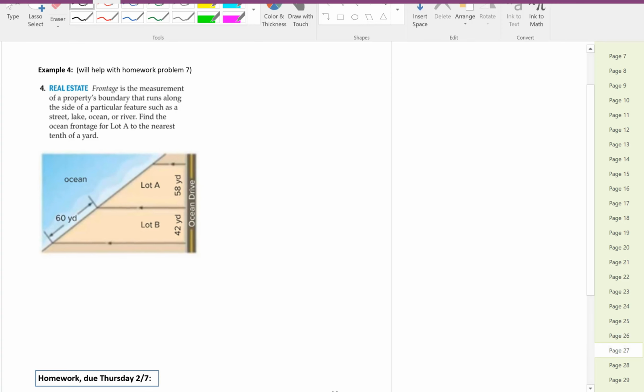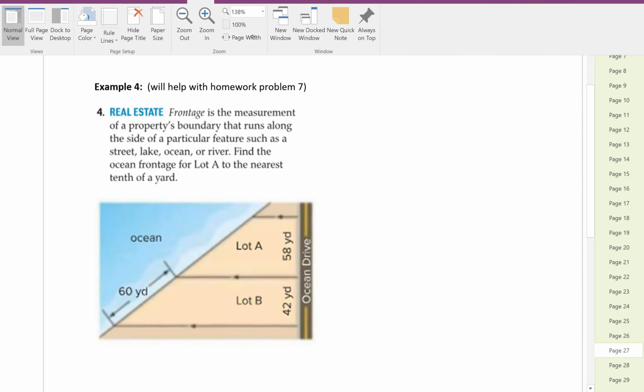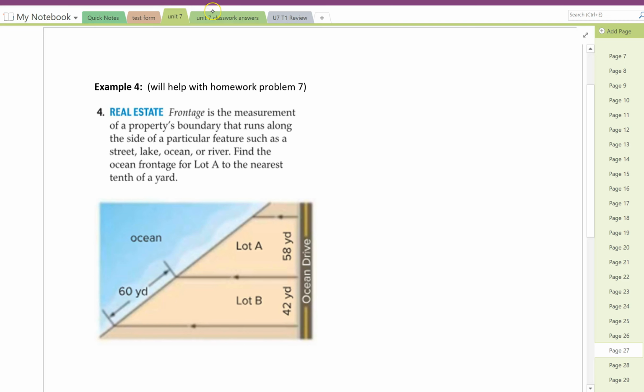All right. Last example problem before you can start on the homework is a word problem, and it says frontage is the measurement of a property's boundary that runs along the side of a particular feature, such as a street, lake, ocean, or river. Find the ocean frontage for lot A to the nearest tenth of a yard. So here's the ocean frontage for lot A. That's basically saying if you own lot A, how much beach do you have?